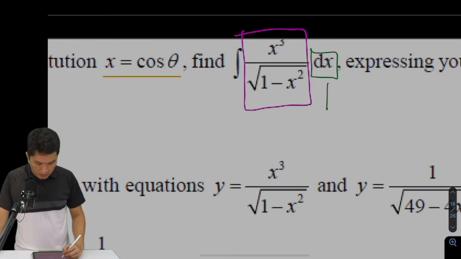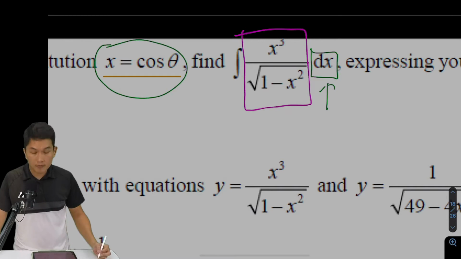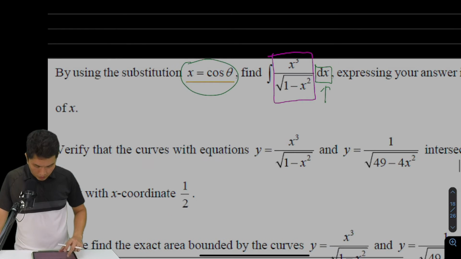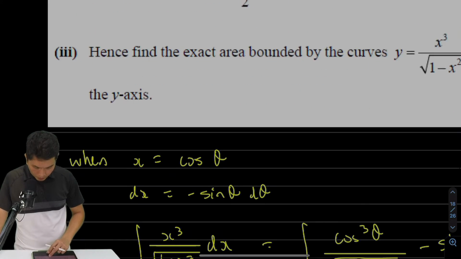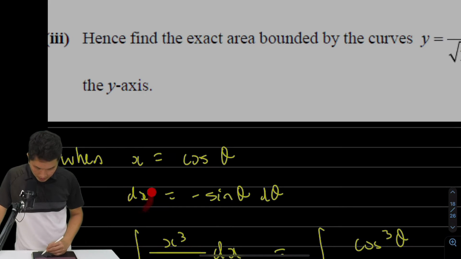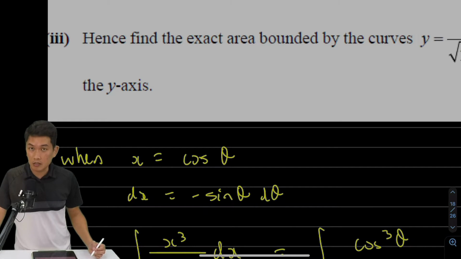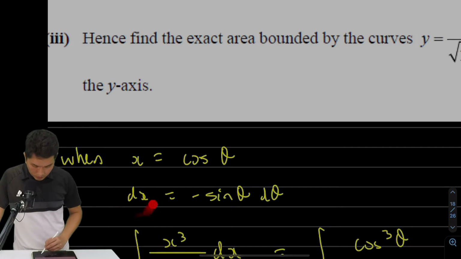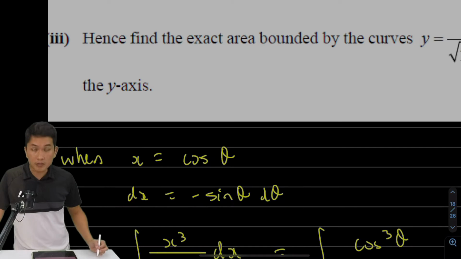Now, how do I do this? I will have to differentiate this equation here. Okay, so I'm going to differentiate the equation implicitly with respect to any variable. Differentiating x gives me a dx. Differentiating cosine theta gives me a negative sine theta. Not to forget, I need to include the differential, so I get a negative sine theta d theta, which means I'm going to substitute dx with this thing over here.